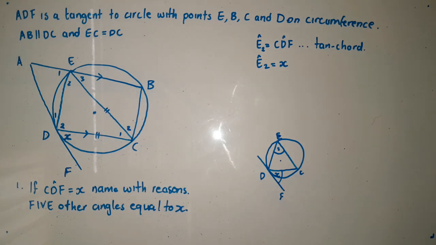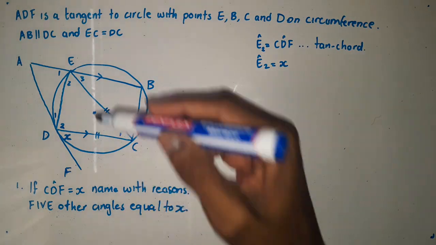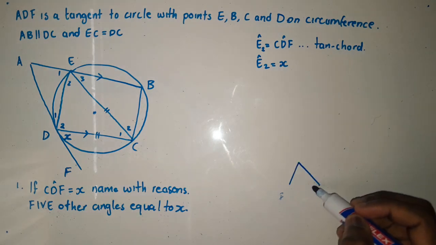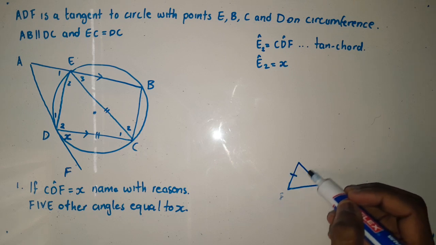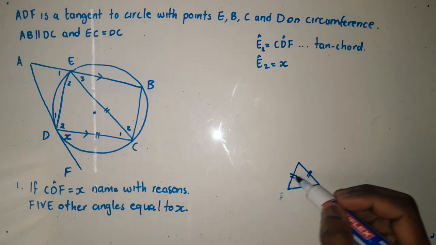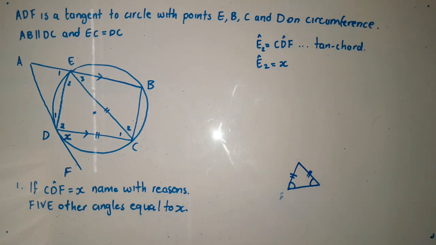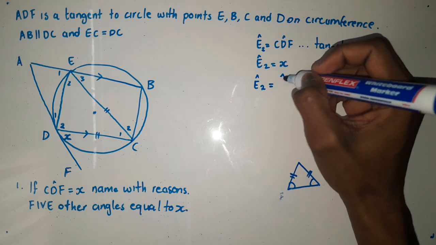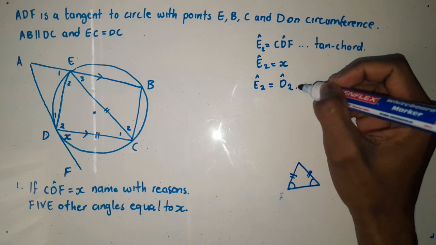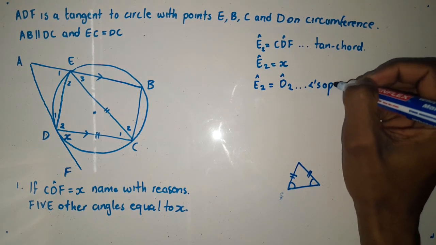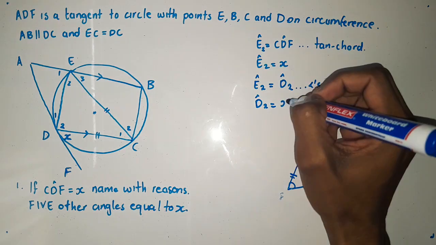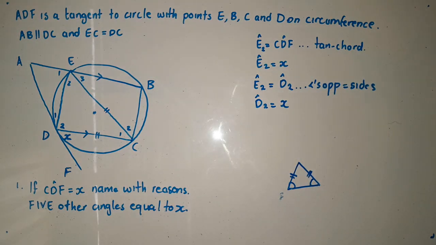Let me continue. Let me erase here. Now we know that E2 is equal to X, and they also gave us that EC is equal to DC. Do you still remember this triangle, the isosceles triangle? Whenever these two lines are equal, the base angles are also equal. So angle E2 is equal to angle D2. The reason is angles opposite equal sides. Eventually, angle D2 is equal to X as well.